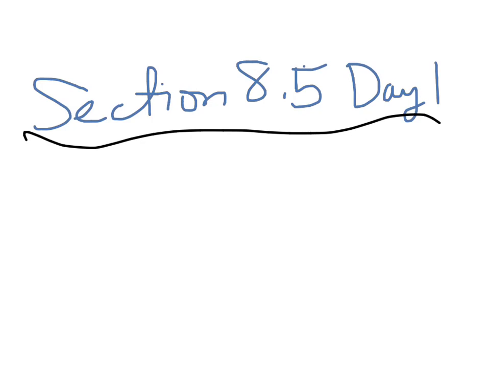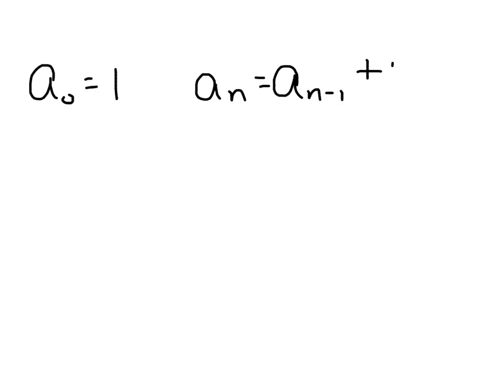So the first thing that they're going to have you do is write the first 6 terms. What they're going to do is give you a starting point, something like this, where it says a sub 0 equals 1, and then it gives you the rule of a sub n equals a sub n minus 1 plus 4.